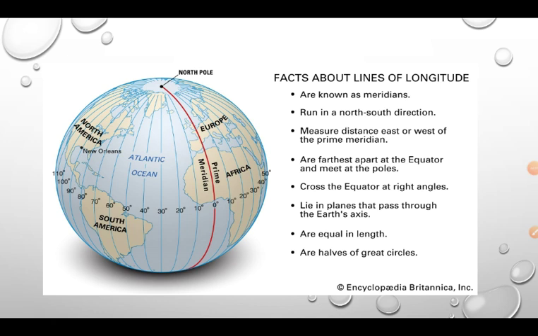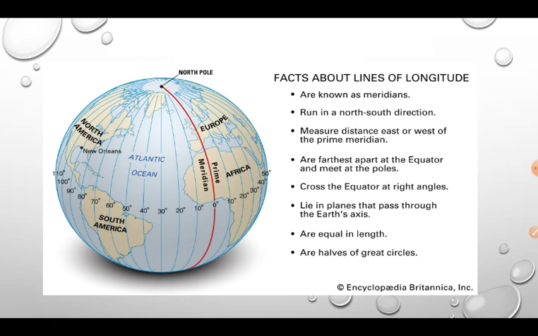Now you can observe the lines of longitude in this picture. You can also observe the prime meridian. It is drawn as a red line, right? So let me tell you facts about lines of longitude. Lines of longitude are known as meridians. Lines of longitude run in a north-south direction, right? Because longitudes are standing lines.